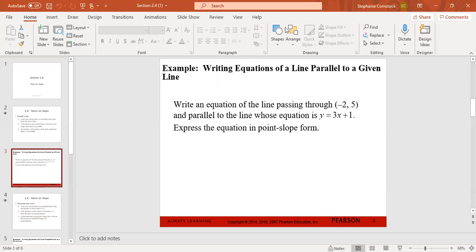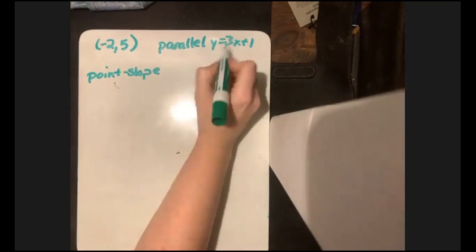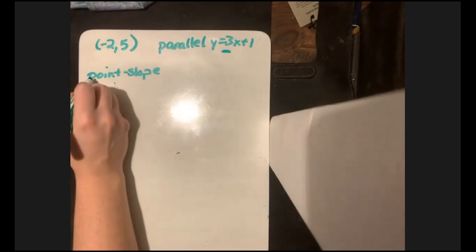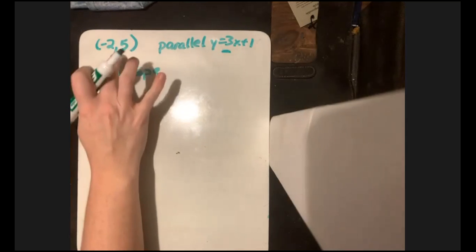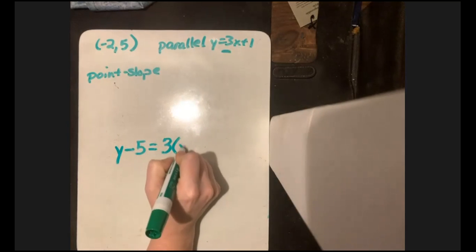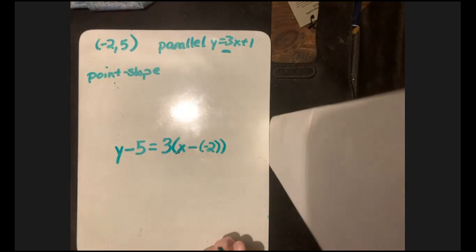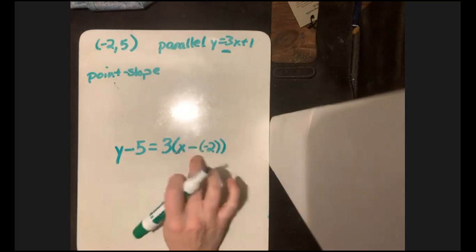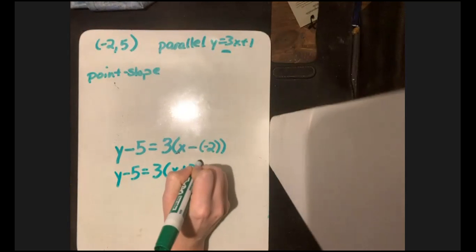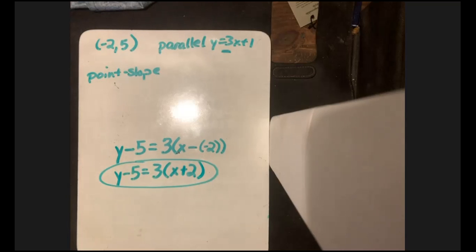So let me get over here and switch to our board real quick. So here's our general information. Since they want us to be parallel, we are going to be keeping this slope of 3. So we're going to have, and since they want it in point slope, we're doing y minus our y value of 5 equals slope times x minus our x value. Now, we've talked about that in point slope form, the only thing you're going to clean up is if you have this negative. So we'll clean that negative into a positive, and there is the equation of our parallel line.